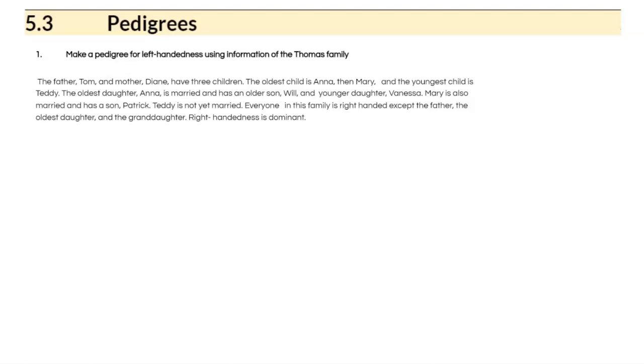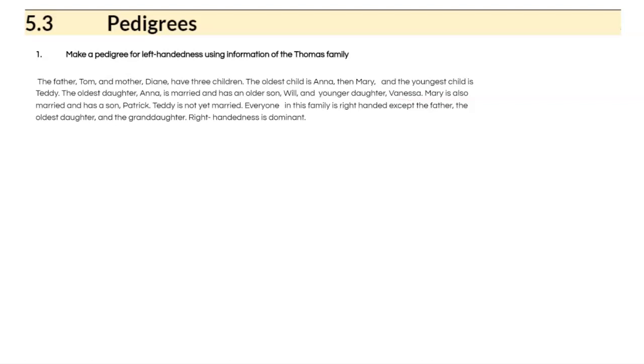The question says, make a pedigree for left-handedness using the information of the Thomas family. The father Tom and mother Diane have 3 children. The oldest child is Anna, then Mary, and then the youngest child is Teddy. The oldest daughter, Anna, is married and has an older son, Will, and a younger daughter, Vanessa. Okay, lots to unpack here.